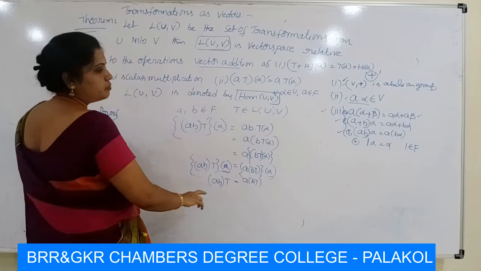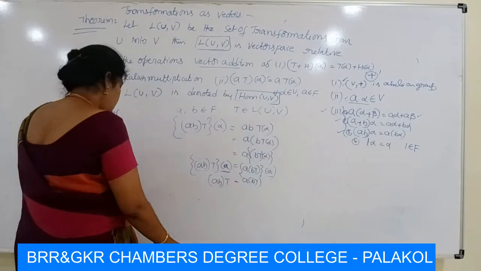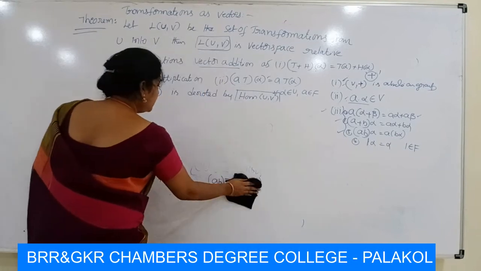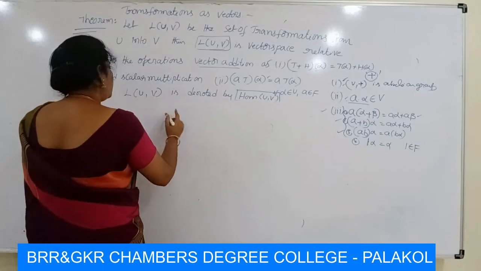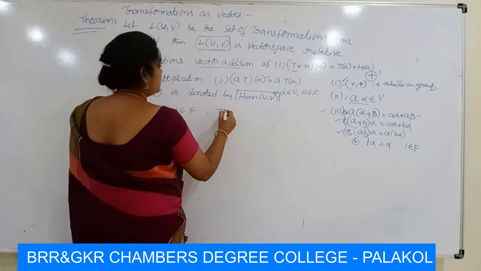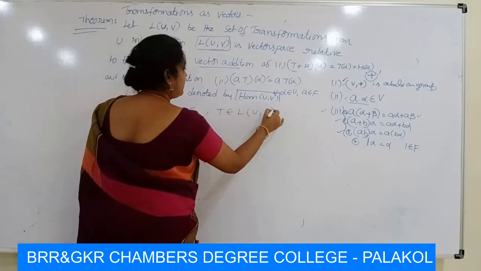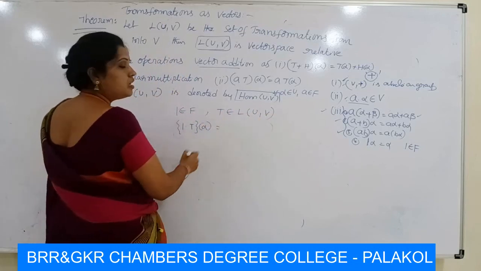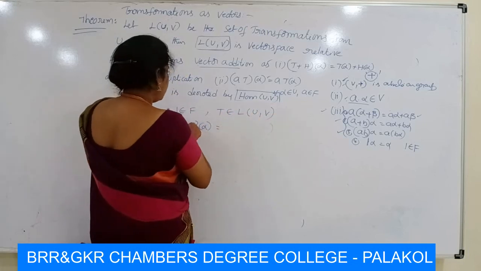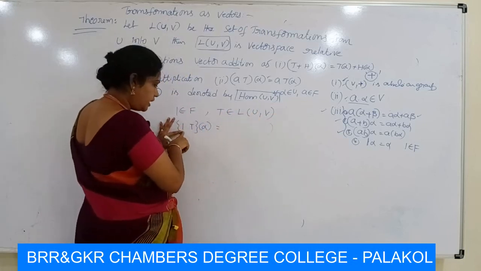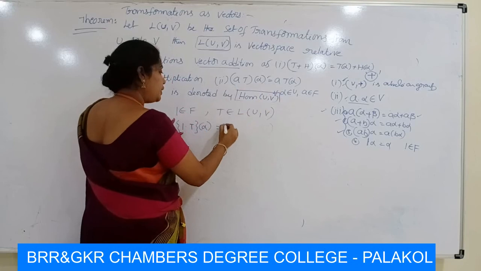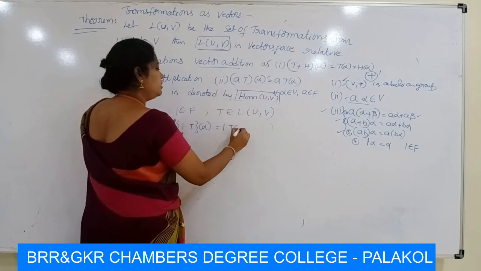Next, the last property is that 1 into alpha is equal to alpha, that is the unity element. Here 1 is the unity element in the field F and T is an element in L of UV. Now 1 into T of alpha, where alpha is an arbitrary element. So this is a scalar multiplication. Here 1 is a scalar, and 1 belongs to F. So A into T is written as A into T of alpha, that is 1 into T of alpha.